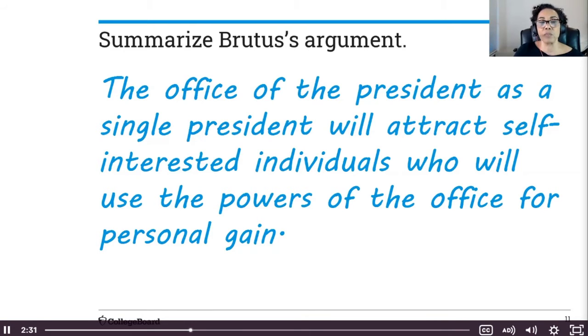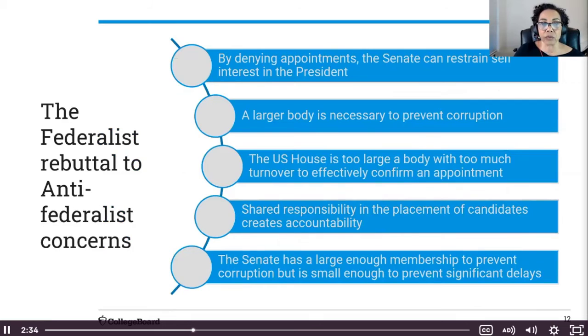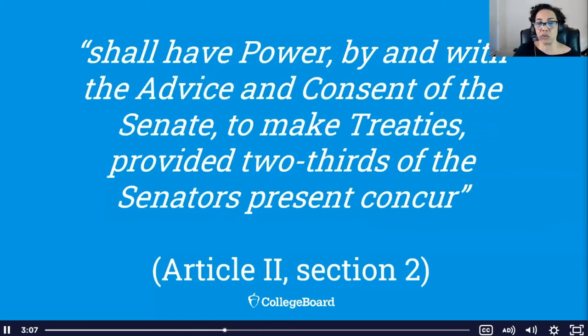And then we have the Federalist rebuttal to the anti-federalist concern. And I'm not going to talk about all of these, but essentially we end up with the Senate that is large enough in membership to prevent corruption, but is small enough to prevent significant delays. There's concern about the House being too big, going to take too long, so we end up with the Senate as the appropriate body to be doing these confirmations and prevent any corruption that the anti-federalists were concerned with. Here we have that power of the president related to treaties, which we're not talking about here.